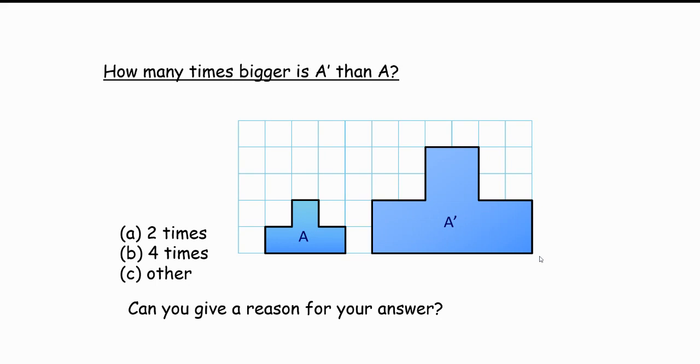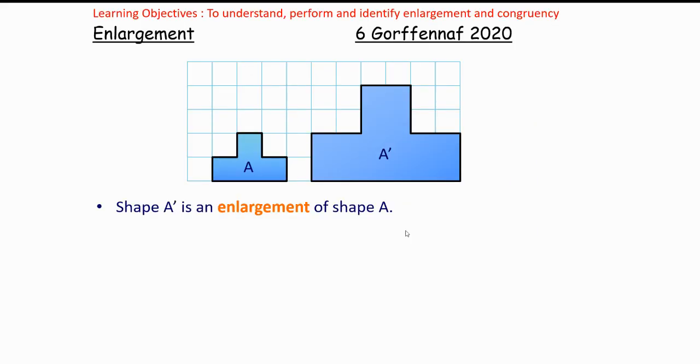Okay, so in maths, when we talk about enlargements, we're talking about the side length. It's the same shape, but it's got sides twice as long. So the enlargement is 2 times, what we call scale factor. So what we're going to look at today is enlargement. We're also going to look at congruency, but we'll come on to that later. And I think it's wise if you make a few notes on this now. So shape A dash is an enlargement of shape A.